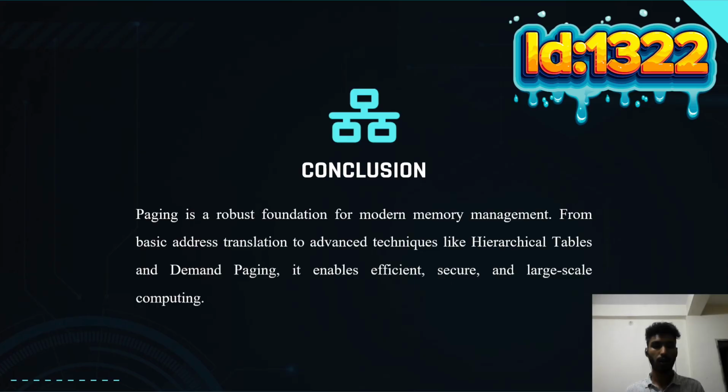Conclusion. To conclude, paging is the foundation of modern operating systems. It enables efficient memory usage, prevents external fragmentation, and makes execution possible even when full programs are not in memory. Along with demand paging and hierarchical page tables, modern systems can run big applications efficiently, securely and faster. So paging not only improves memory management but also enhances overall system performance.